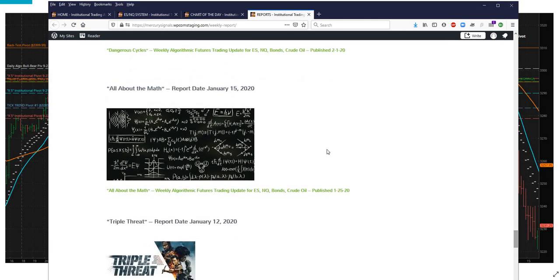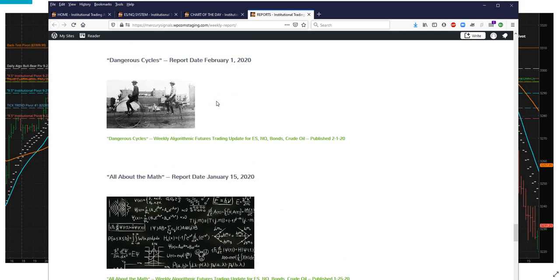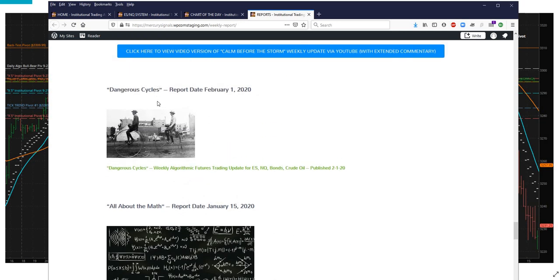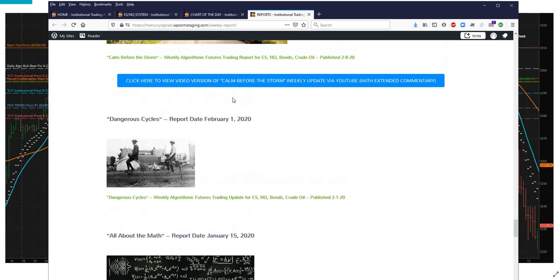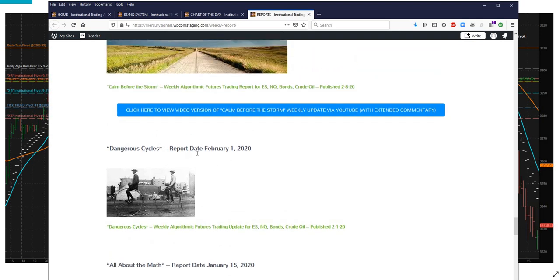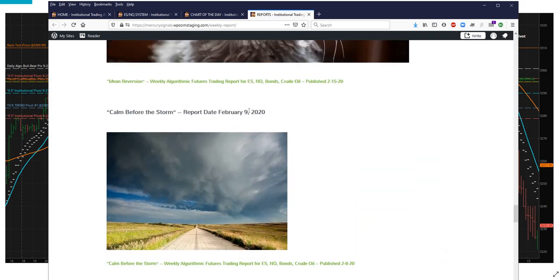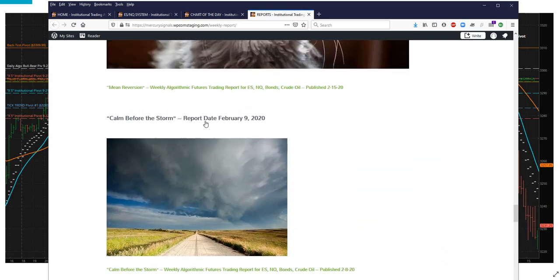All about the math. We talked about how messed up the math was in the algorithms, which indicated that something bad was coming, middle of January. Go back on the chart and look what happened the week after that. February, dangerous cycles. We were coming into some really bad cycle behavior that we predicted in February. February 9th, calm before the storm.